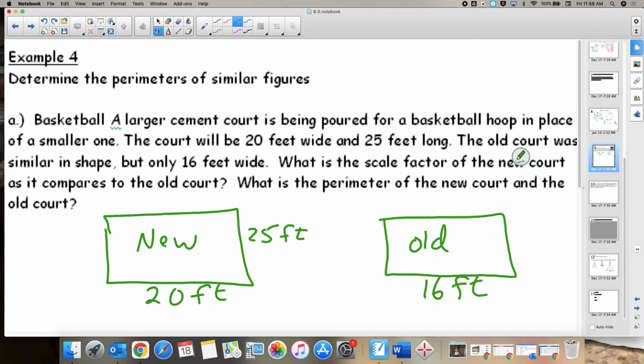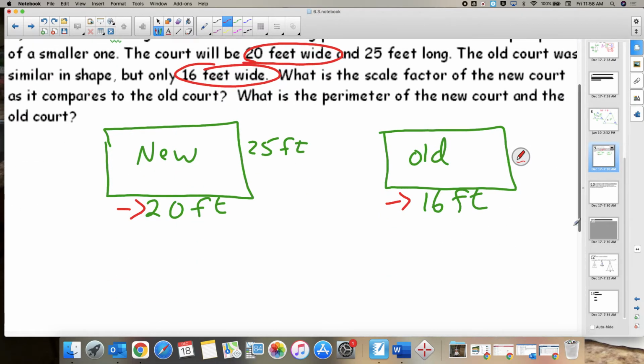The key is, no matter what you're talking about, wide and long, make sure you put them in the same place. 20 feet wide, well, I put that on the bottom. The old court was 16 feet wide, so that had to go on the bottom too. It says, what is the scale factor of the new court to the old court? So to find scale factor, we just need two pieces that we know. Our scale factor here, it says new court to old court.